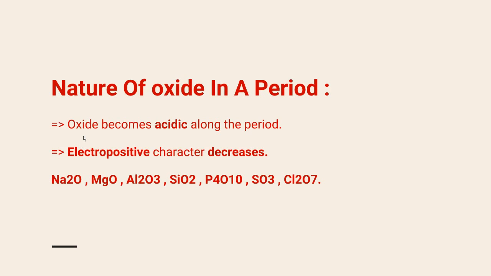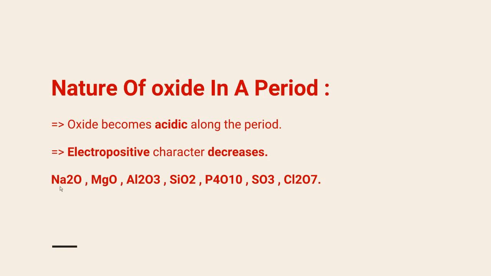When one moves or travels from left to right in a period, the oxide becomes more and more acidic in character. The electropositive character decreases from left to right, and the electronegative character increases. Now you see that this is the third period of the periodic table. Sodium oxide, magnesium oxide, aluminium oxide, silicon oxide, phosphorus pentoxide, sulfur trioxide, and dichlorine heptoxide.